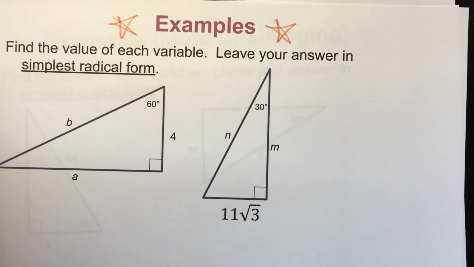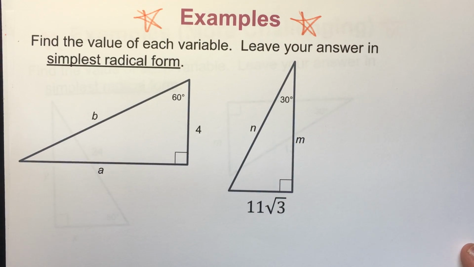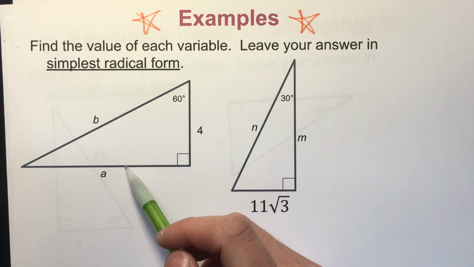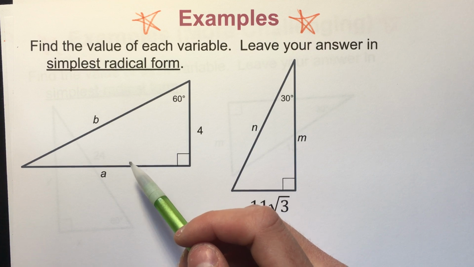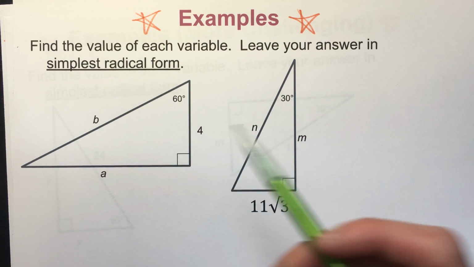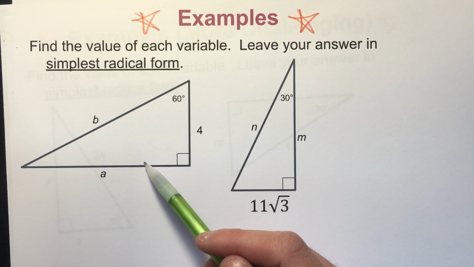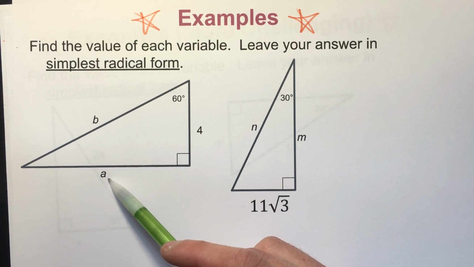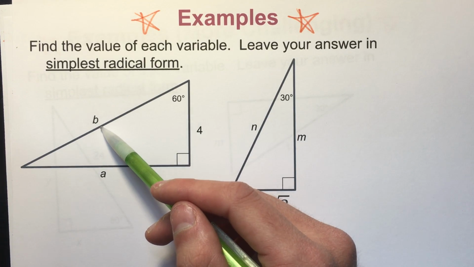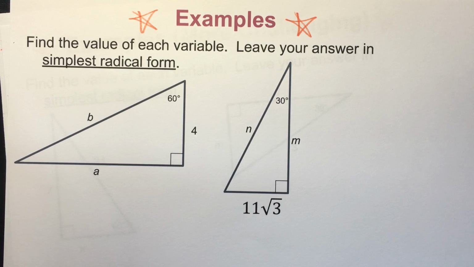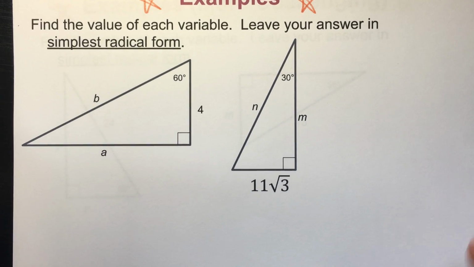So that is how I solve for that one. Now you guys try these on your own. Find the value of each variable, leaving your answer in simplest radical form. So for this first one, make sure to pause the video and try it out on your own. If you got an answer of 4 over the square root of 3 for A, and then for B you got an answer of 8, then you're set. You can fast forward through that problem. If you didn't, I'm going to show you how to do it.